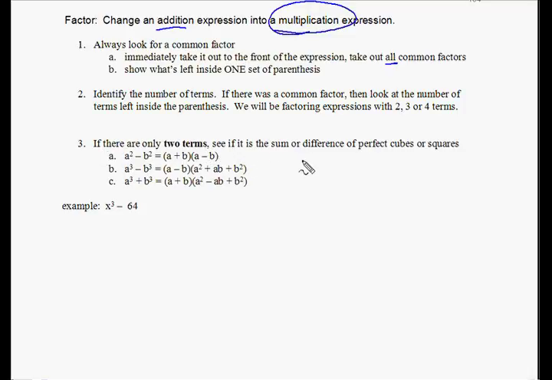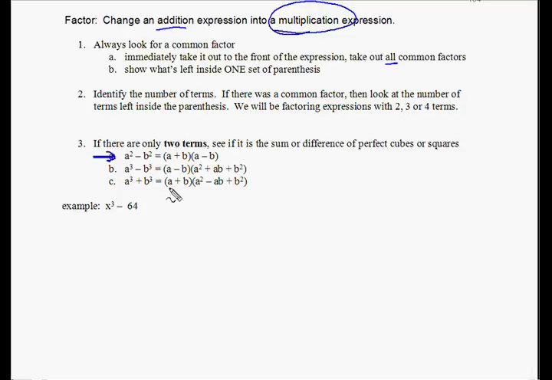See if it is the sum or difference of perfect cubes or squares. For perfect squares, it has to be subtraction. And then we write it as each term written once in the front and the back, separated by a plus sign and a minus sign. We can do cubes with either a minus or a plus, and we'll follow this formula.